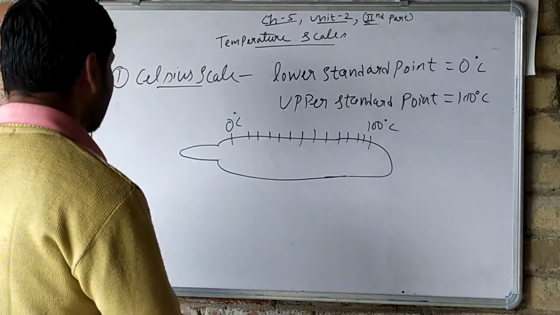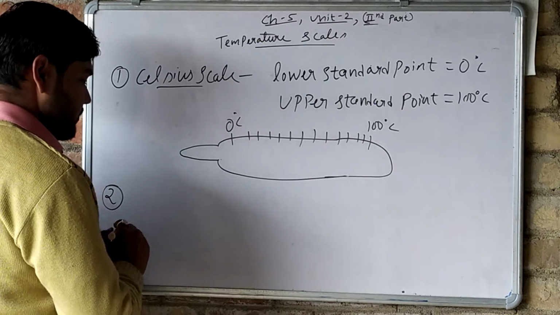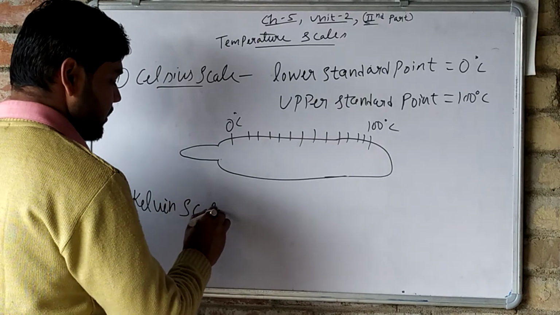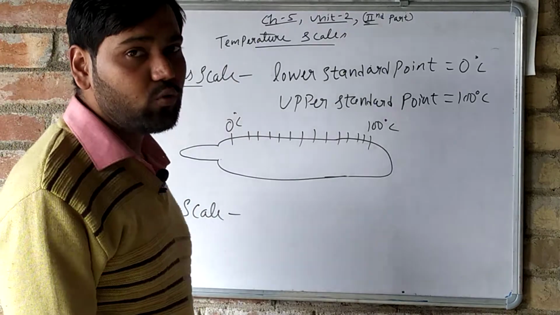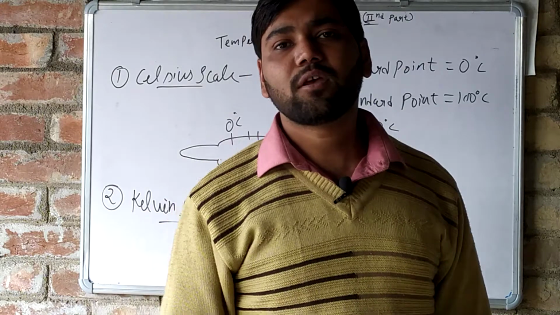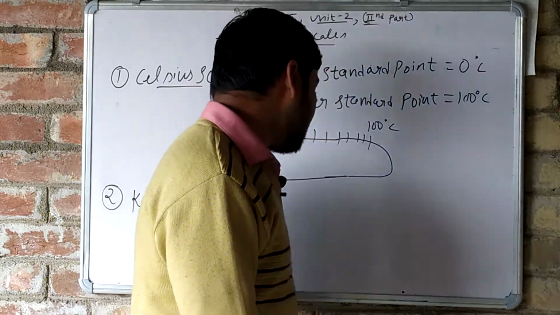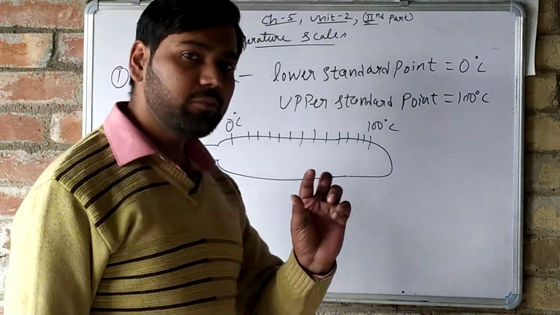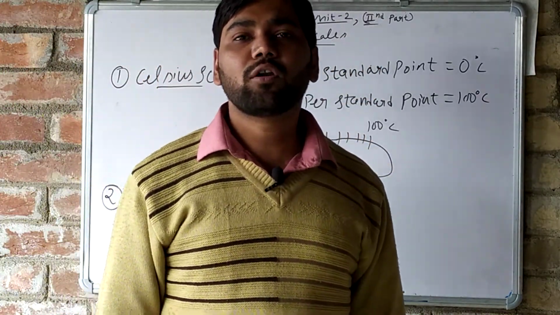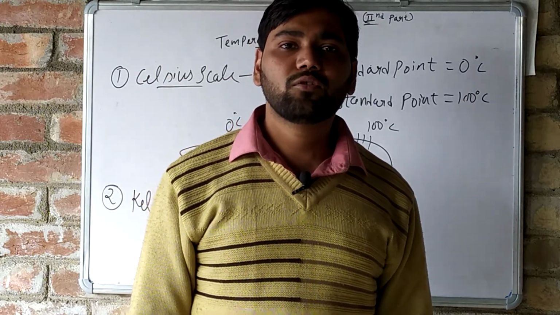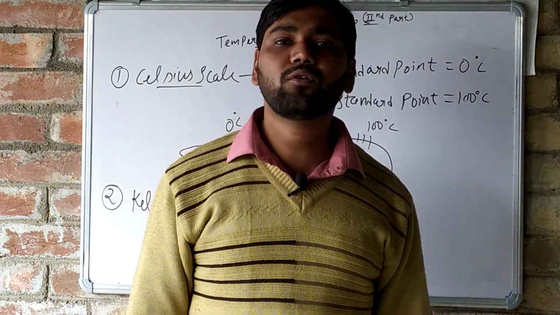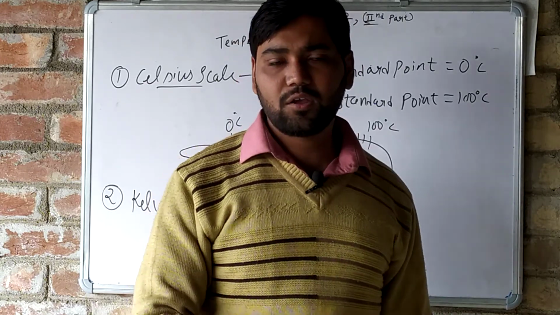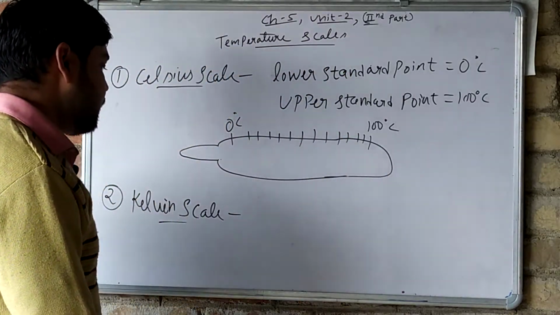Then we have to study the second type of scale, which is the Kelvin scale. Kelvin is the SI unit of temperature. We all know that the SI unit of temperature is Kelvin. The name Kelvin is given to honor the scientist Lord Kelvin. To honor him, the scale is named the Kelvin scale, because only he gave us the theory of this scale.